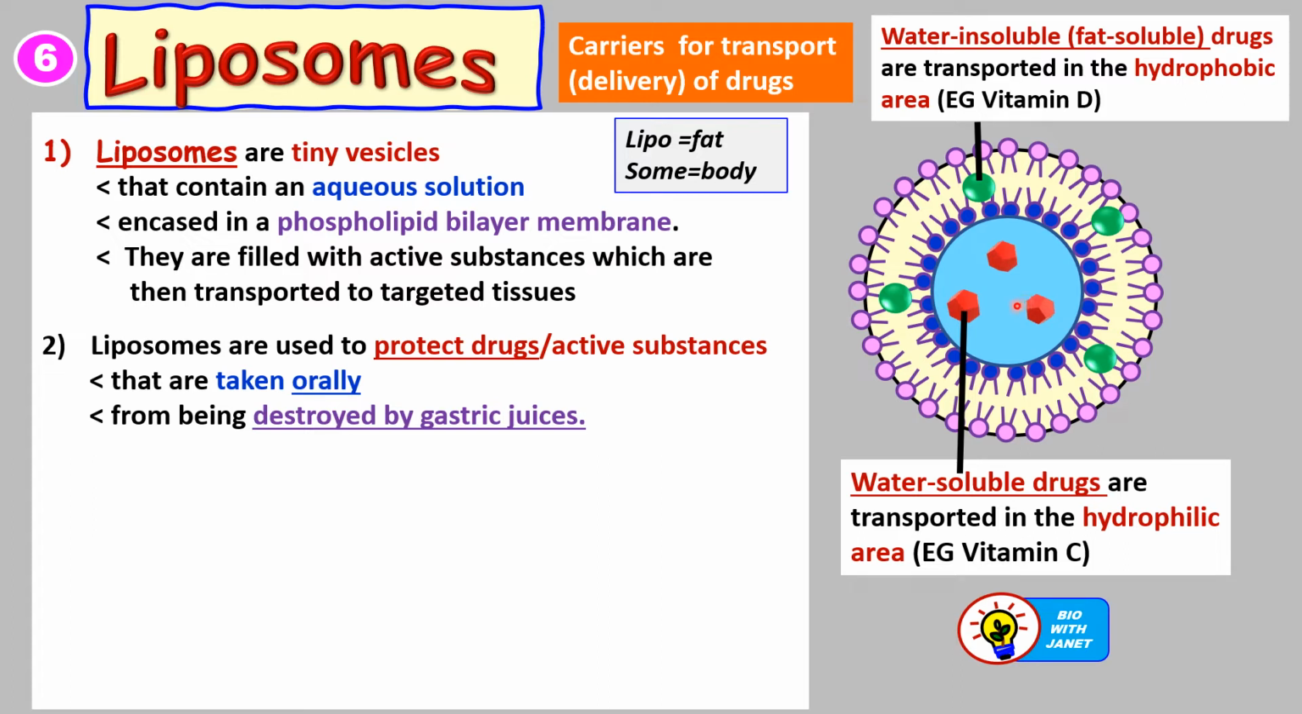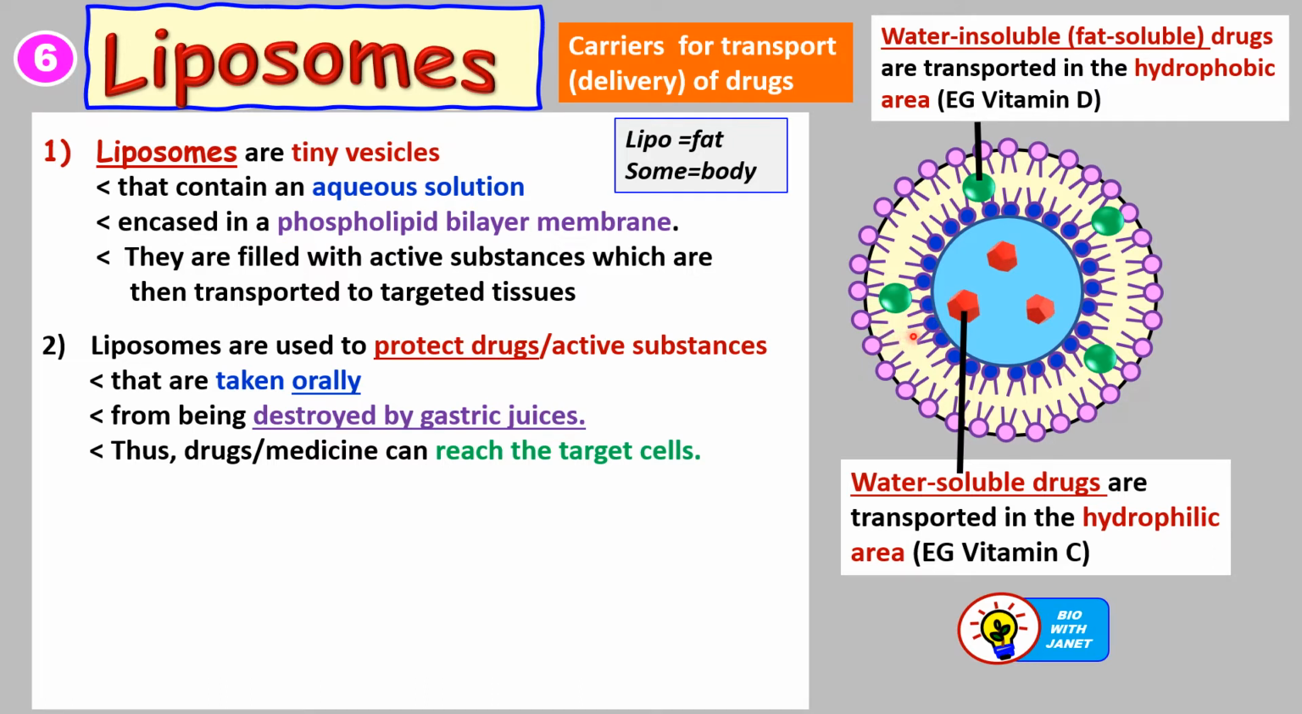Okay? So, thus, drugs and medicine can then reach the targeted cells. Okay? So, they can pass through the stomach without being destroyed by gastric juices, and sometimes they are then absorbed into the intestinal wall, and then transported maybe by blood or by other means to the targeted cells.